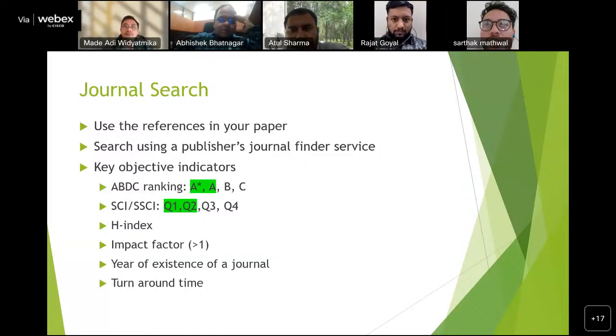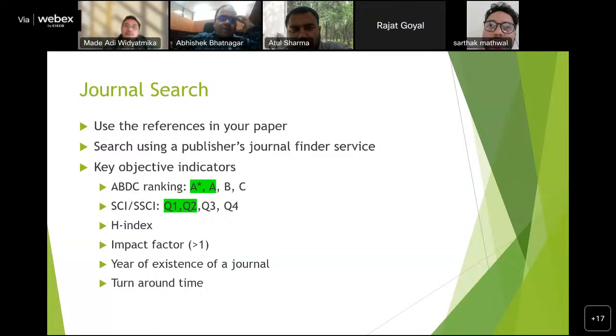Sir, there is a new thing going around, LaTeX. So, sir, does a paper written in LaTeX have an edge over a paper written in Word? See, LaTeX is quite old. Fine.